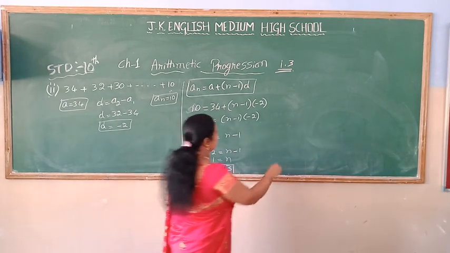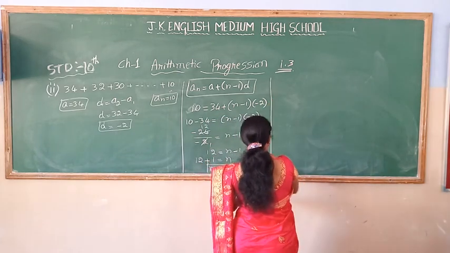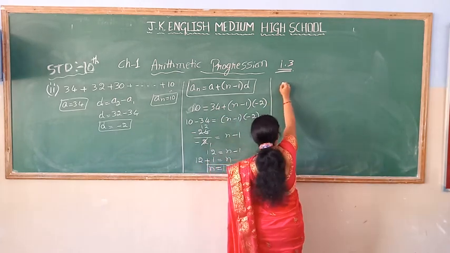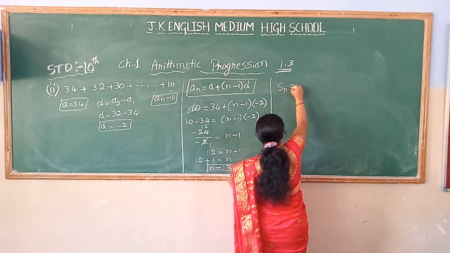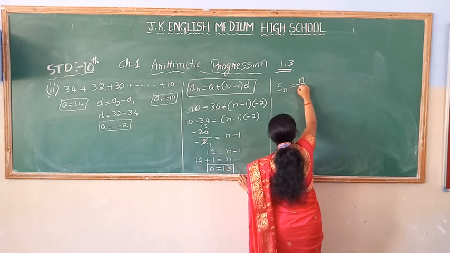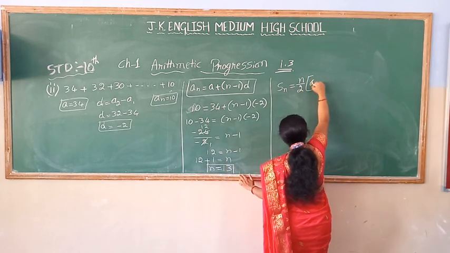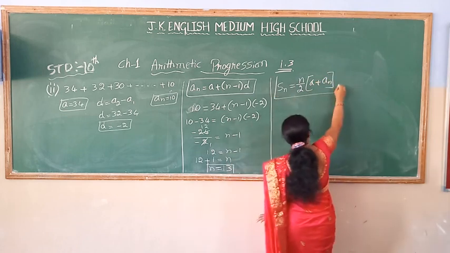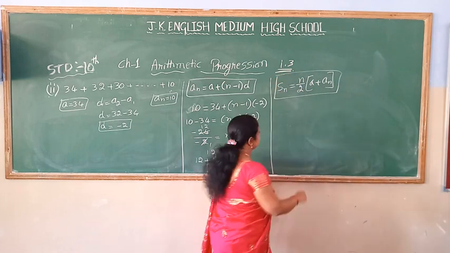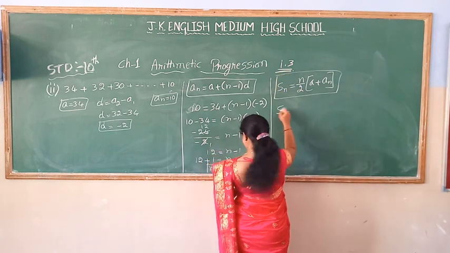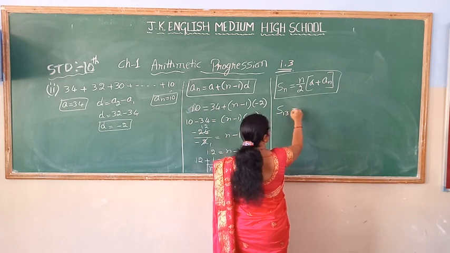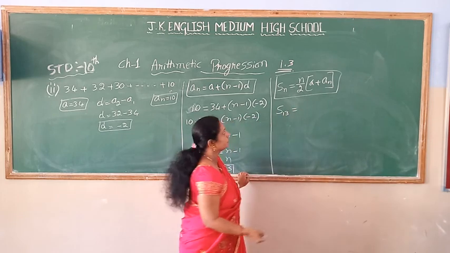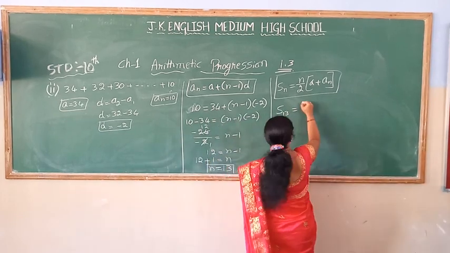Then I can use the formula. When we know the nth term, the last term, and when we know the n value, I can use the formula Sn is equal to n by 2 into a plus An. This is the formula to find the sum of n terms of an AP. I found the n value, 13, so now I find the sum of 13 terms of this AP. So the n value I got is 13.